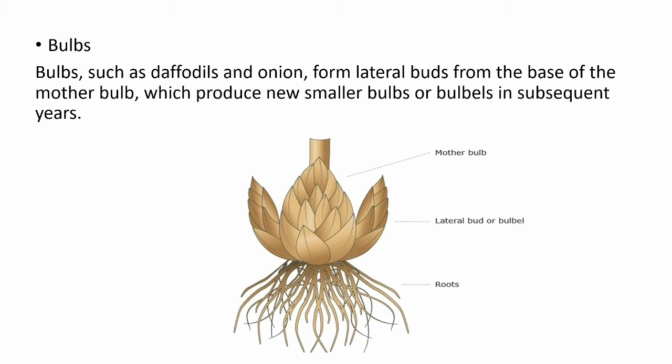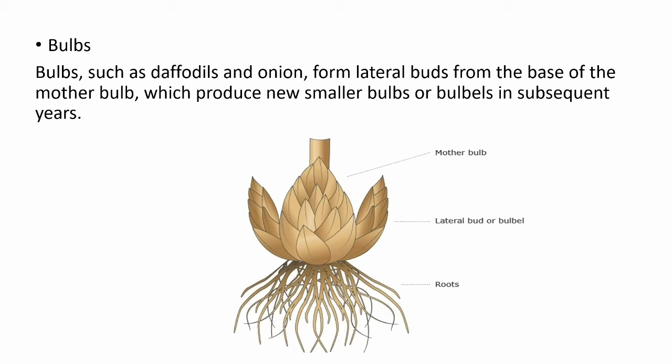Looking at these different plant structures that allow vegetative propagation, they include the bulb. The bulb, such as that in plants like the daffodils and the onions, they form lateral buds from the base of the mother bulb. We have a bulb and we have lateral bulbs forming from the base of the mother bulb, which produce new smaller bulbs, or what we call the bulbils, in subsequent years. So these bulbils are the ones that now grow into new individual organisms.